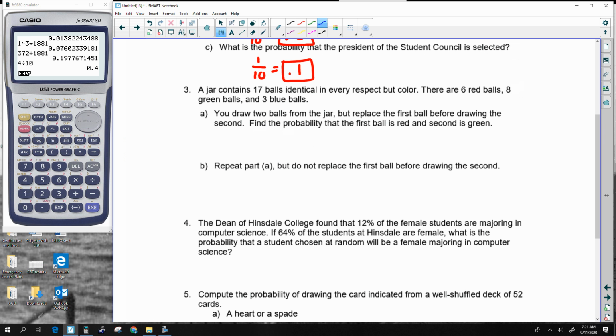Here's our jar. So we have 6 red, 8 green, 3 blue. Okay, the first one is with replacement. The second one is the same problem, but without replacement. And so this is going to be this and then that. So it's going to be a red and then a green. So you multiply the 2 different things. All right, so the first one is with replacement. So the first one is red and then a green.